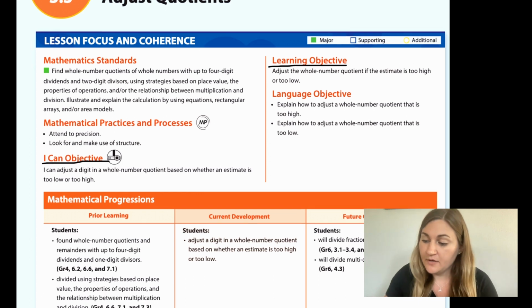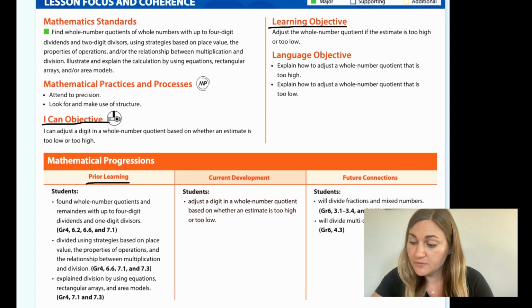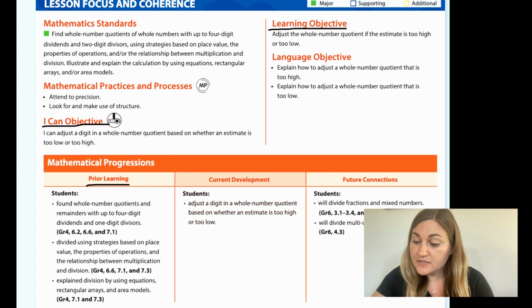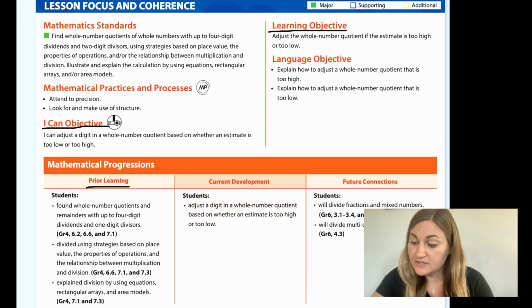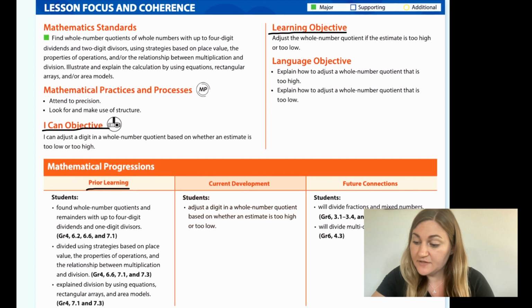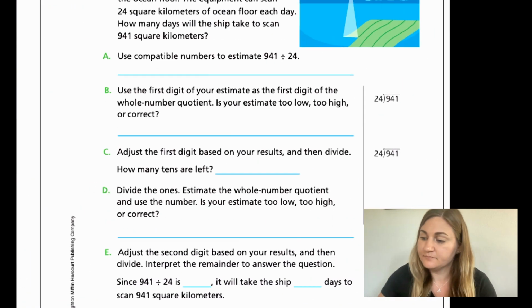The prior learning from 4th grade is students found whole number quotients and remainders with up to 4-digit dividends and 1-digit divisors. Students divided using strategies based on place value, the properties of operations, and the relationship between multiplication and division. And students explained division by using equations, rectangular arrays, and area models.